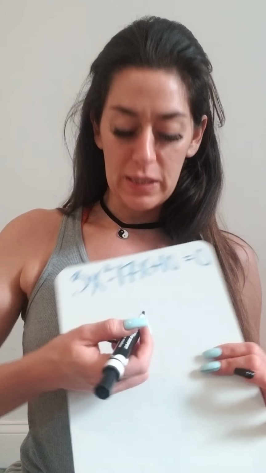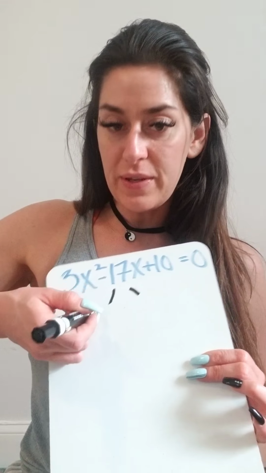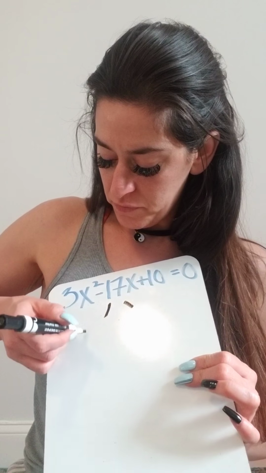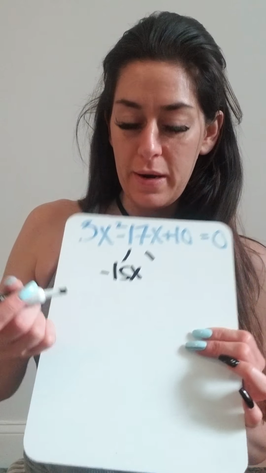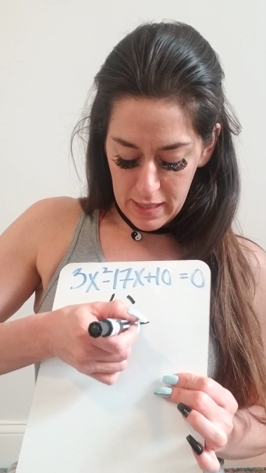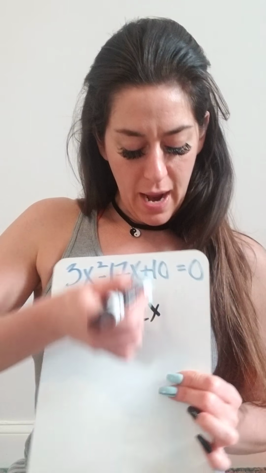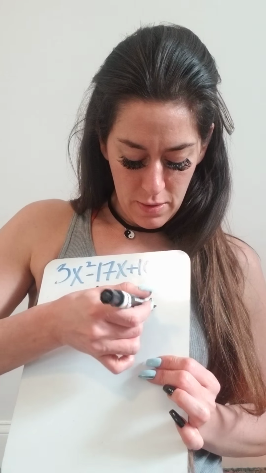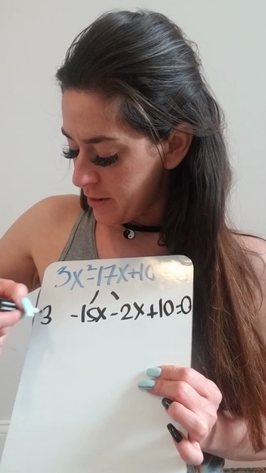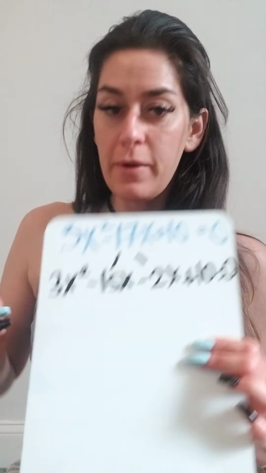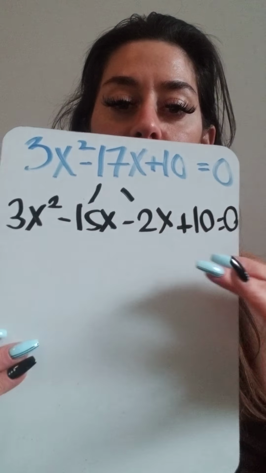So I'm just going to write it in expanded form. I'm basically separating negative 17 into negative 15x, oh, this marker's much better, and negative 2x. And then I just bring down the plus 10. It's still equal to 0. And bring down 3x squared. Now, we have it in 4 terms.